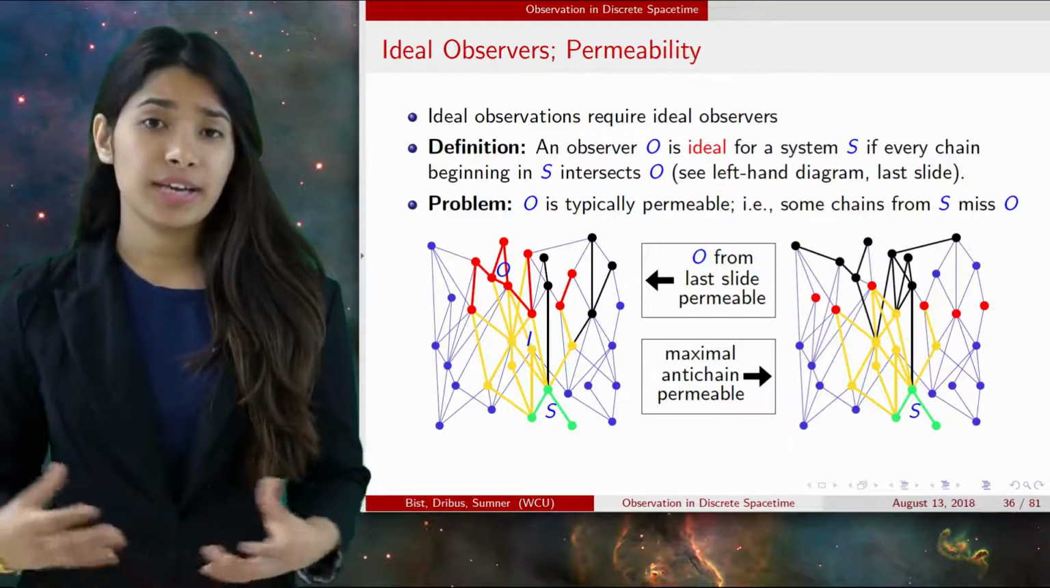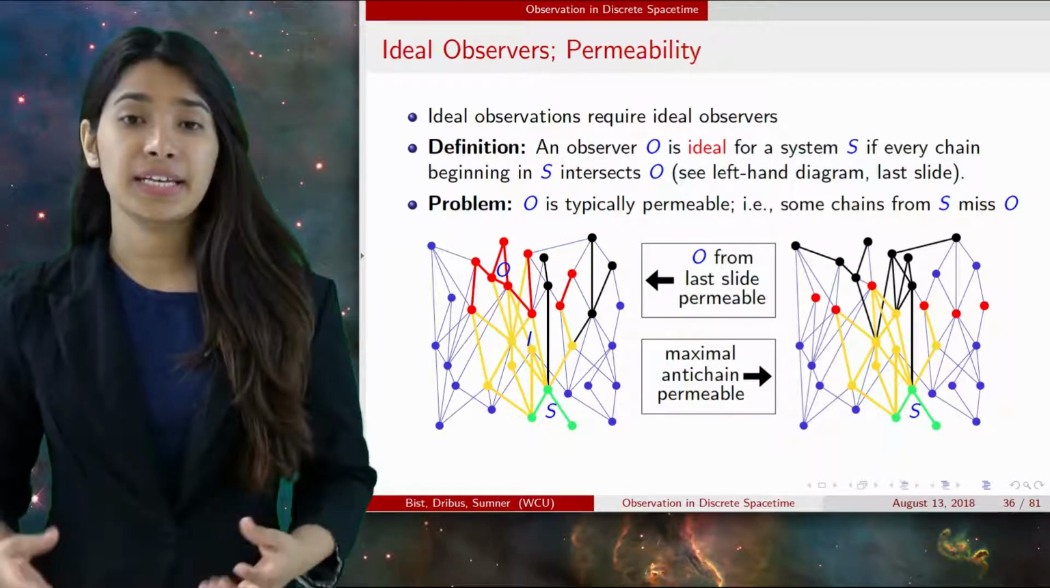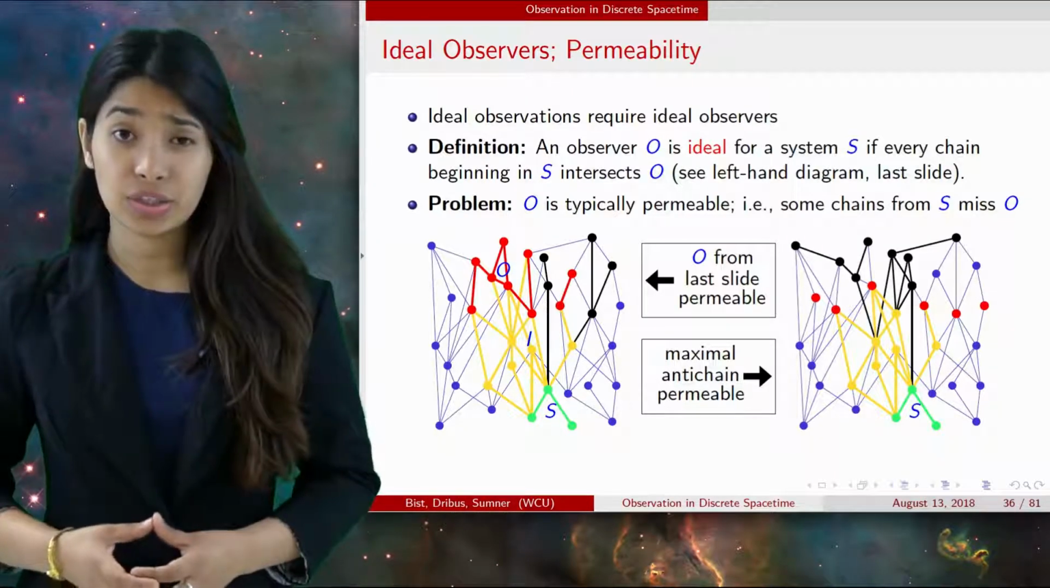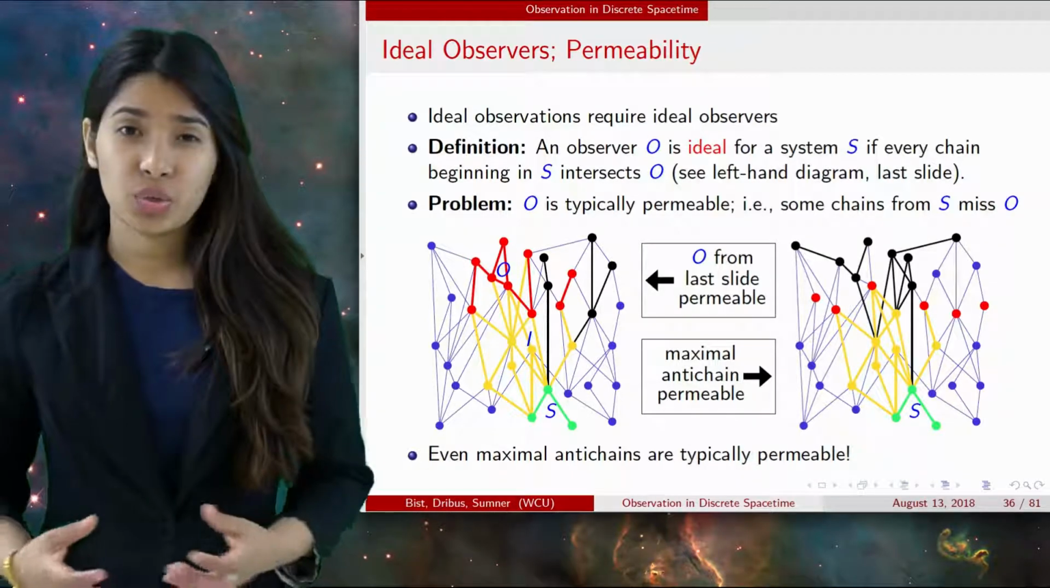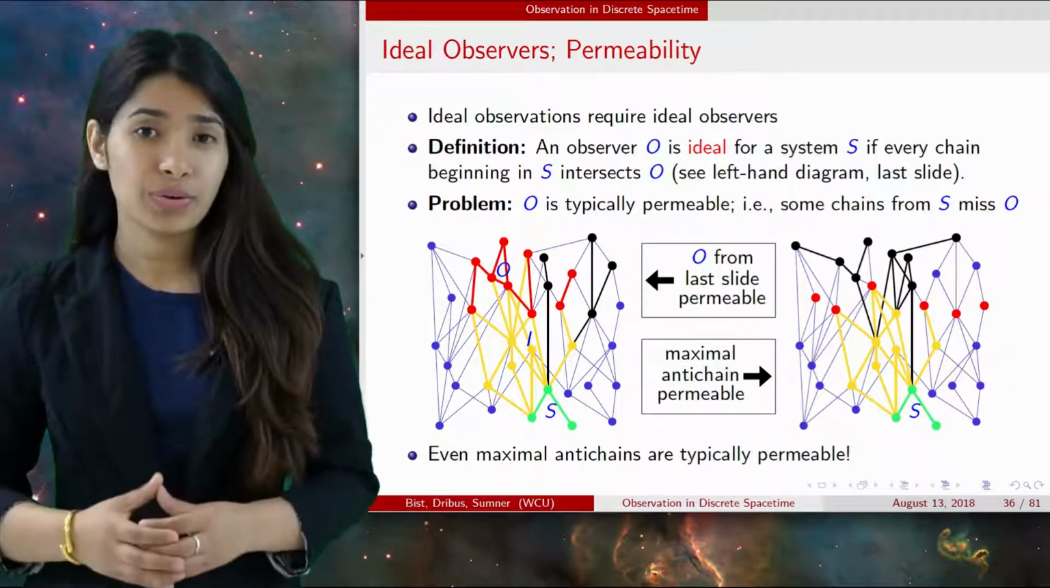We can check that it's an antichain because there is no chain between any pair of its elements. We can also check that it's maximal, meaning that we can't add any other elements to it and still get an antichain. But we can see that it's highly permeable. There are lots of chains that go straight through it from past to future without intersecting it.